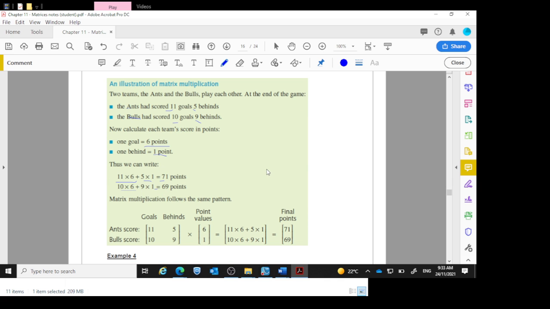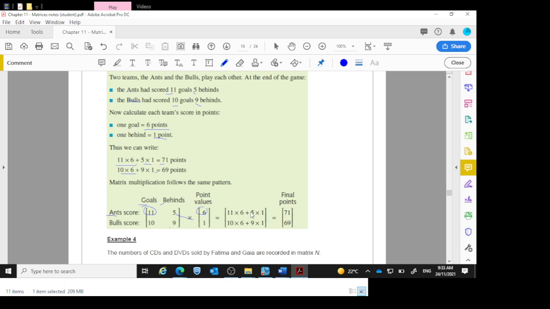We can actually do that using matrices. Here are the Ants and the goals and behinds, 11 and 5, and the Bulls, 10 and 9. And then the points value, 6 and 1. Remember, when you multiply, you're going to do this with that, and then this one with this one. And therefore, it gives us the answer. So we've got to be able to understand this to do it in the exam.